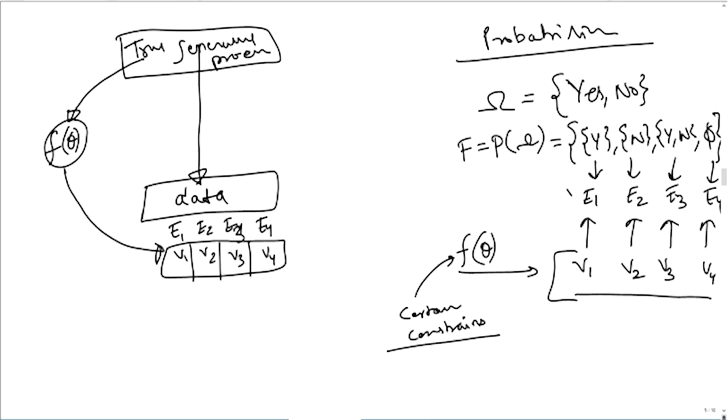We make some assumptions about what this true generative process could be, and the assumption we make is that of a probability assigner function. We assume that this true generative process is some probability assigner function which assigns probability values, real values, to the events in this event space. And this function must be constrained by three axioms that we will see, three axioms of probability.